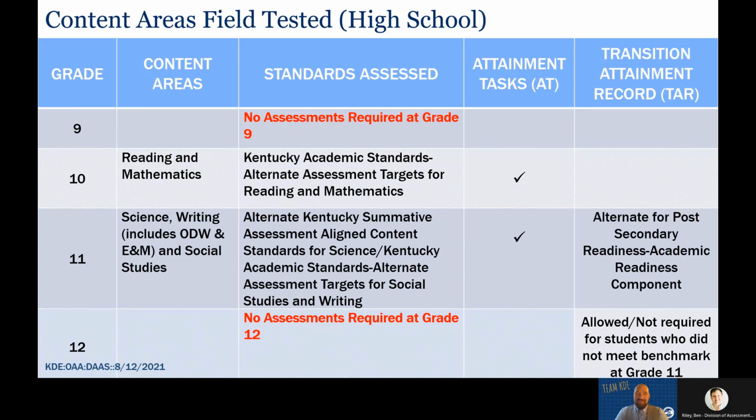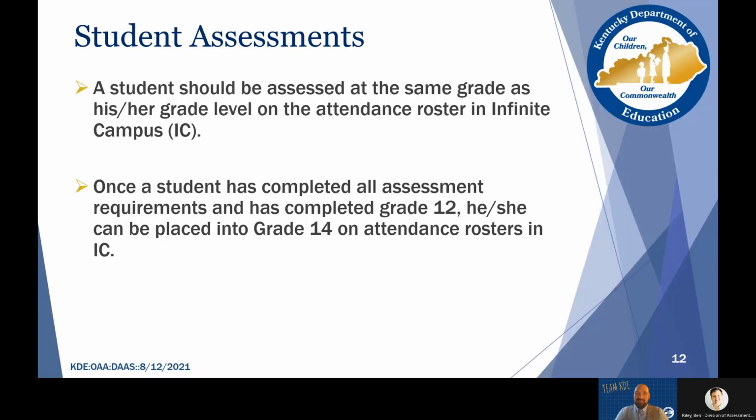If you will note in red, grade 9 and grade 12 no longer have attainment tasks administered at those grades. Nothing is assessed at grade 9, and only the TAR is available for those who choose to take it at grade 12. A student completing the Kentucky Alternate Summative Assessment will be tested based on the grade listed for him or her in Infinite Campus. It is critical that the grade placement be correct in IC in September or no later than October this year before rosters for the fall window 1 assessments are pulled. Once a student participating in the Kentucky Alternate Assessment has completed grade 12 and they plan to remain in high school until age 21, they may then be enrolled in IC as a grade 14 student.